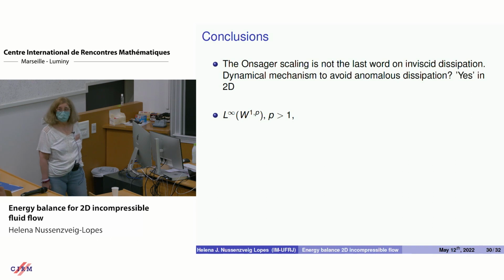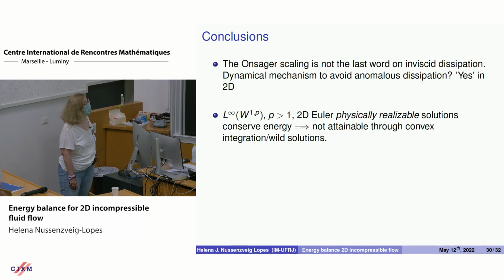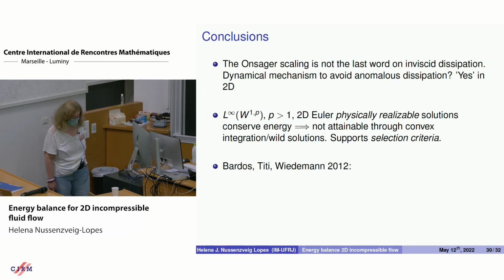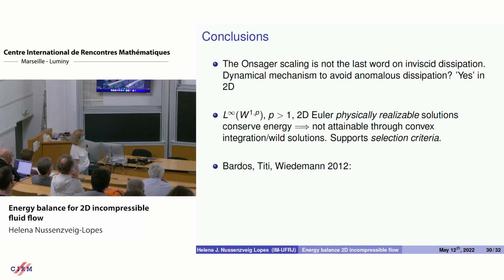Our solution is L infinity in time, W^{1,p} in space, our velocity field for p greater than 1. What we've seen is that in this case, 2D physically realizable weak solutions do conserve energy. And therefore, they're not attainable through convex integration techniques. This supports some kind of selection criteria. The idea of using physically realizable solutions as selection criteria is present in the work of Claude Bardos, Edriss Titi, and Emil Wiedemann from 2012, where they study shear flows in 3D. And they show that the vanishing viscosity limit selects one of the weak solutions.